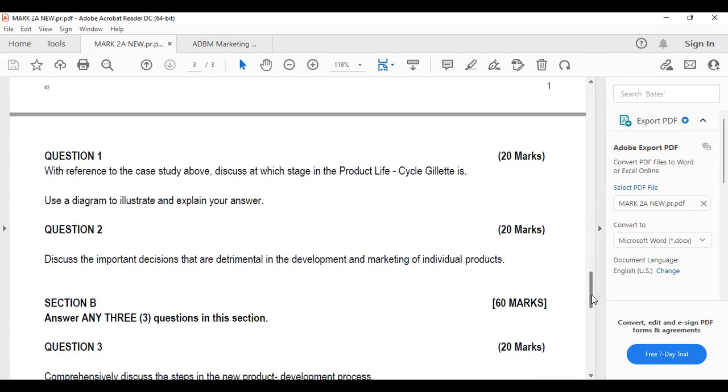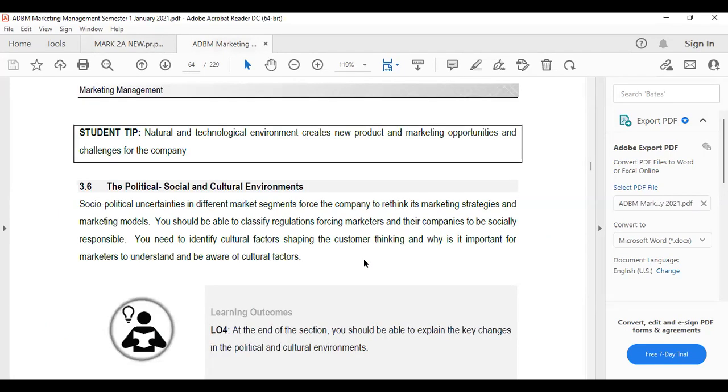Right. So let's start now. With reference to the case study above, discuss at which stage in the product life cycle Gillette is. Use a diagram to illustrate your answer. Before we can look at the case study, I believe you all know what a product life cycle is. Let me just go to the study guide so that we walk step by step with each other.